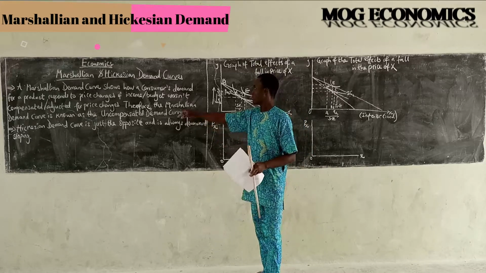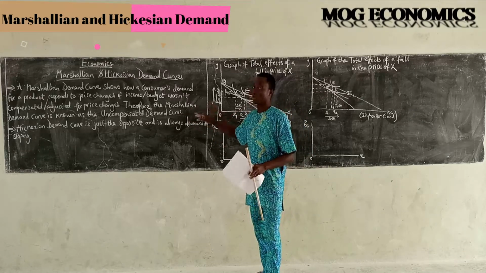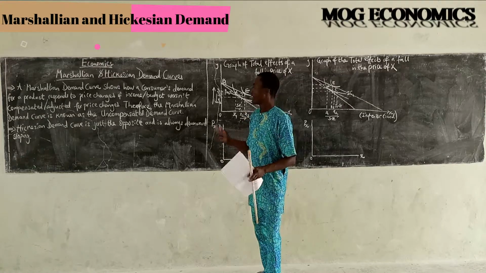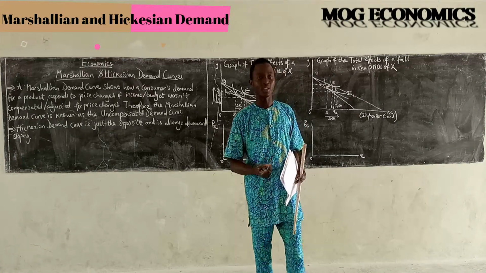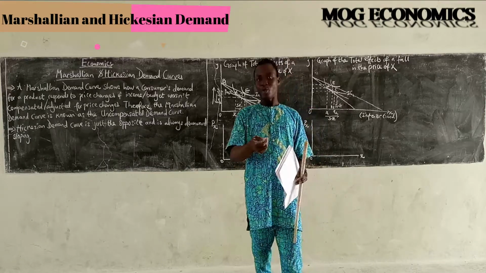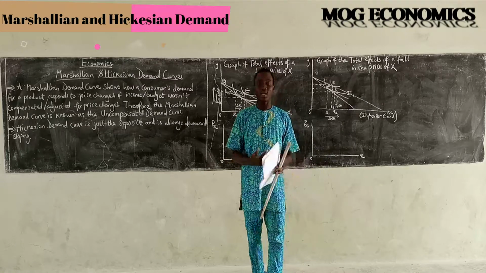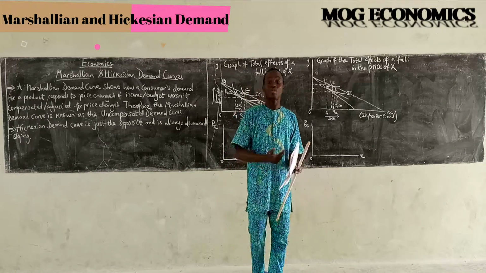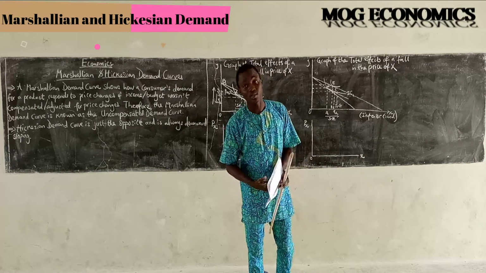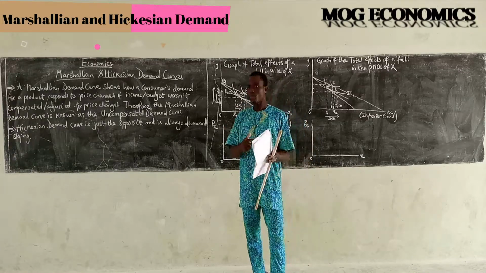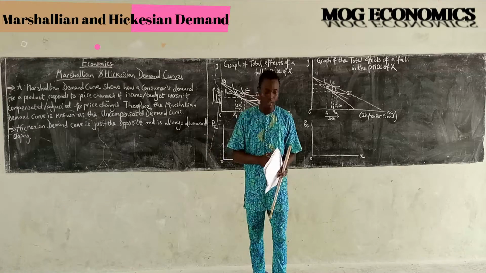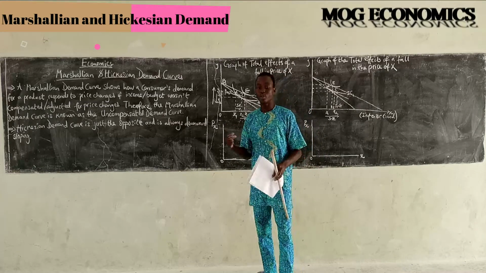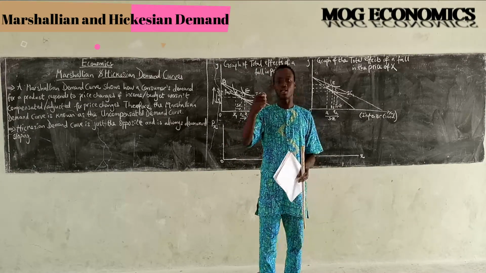Therefore, the Marshallian demand curve is known as the uncompensated demand curve. Now, what about the Hicksian demand curve? The Hicksian demand curve is just the opposite, and it's always downsloping. Why do I call it the opposite? The Hicksian demand curve is the compensated demand curve, because just like I have explained, a price increase would eventually mean a lower purchasing power, and a lower purchasing power would mean a lower level of total utility. You're talking about the income effect. But under the Hicksian demand curve, here you compensate the consumer.